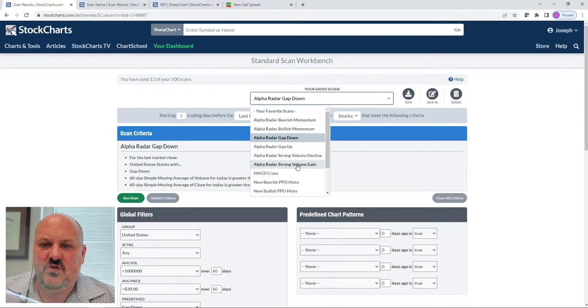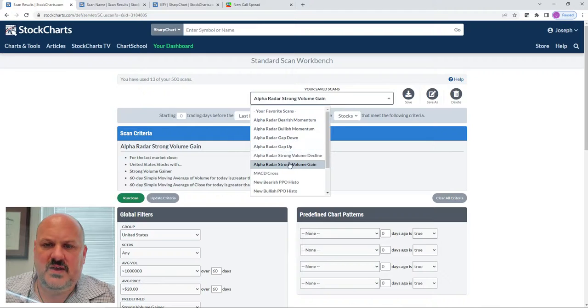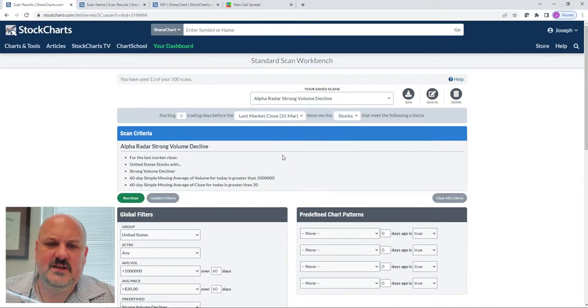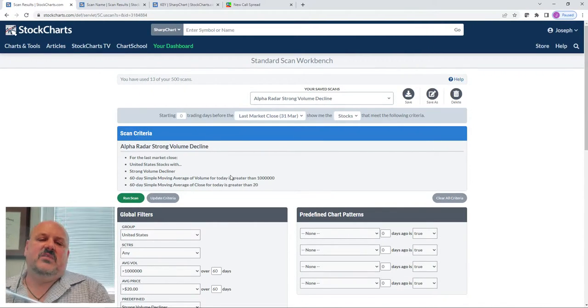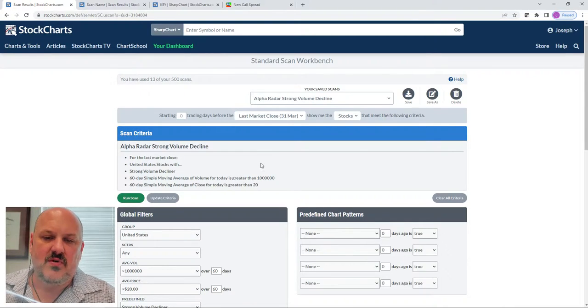I have alpha rate or strong volume gainers. So again, greater than 1 million shares, it's got to be above 20, and it's got to be up on very big volume. And I also have the volume decline here. It's just the opposite, just a big down day, big volume, maybe something interesting going on there. So these are the screens that I run. Every morning I come in, I run these screens, I get together a list of companies, I'll go in, I'll look at the charts, and see if maybe there's something interesting there, a breakout that we could trade.